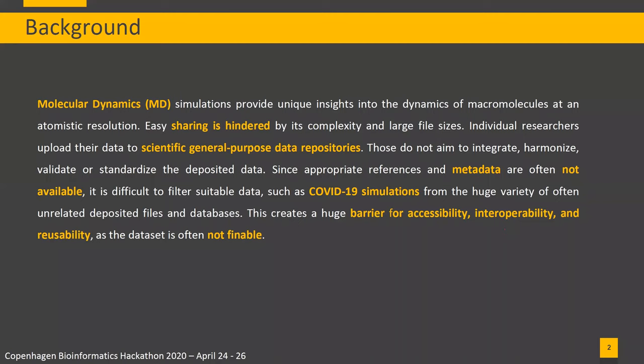So many people are already uploading their data to data repositories or on individual research group websites. But the problem is that also in these general data repositories, they are not standardized or harmonized or validated, and often don't have really good flag files. So it's very difficult to even find your own simulation which you uploaded when you don't explicitly hashtag your name in there. Often there's also no metadata available, which in the end also does not help us finding the simulations. So all of this together creates a huge barrier for accessibility, interoperability, and reusability of the data because it just cannot be found.